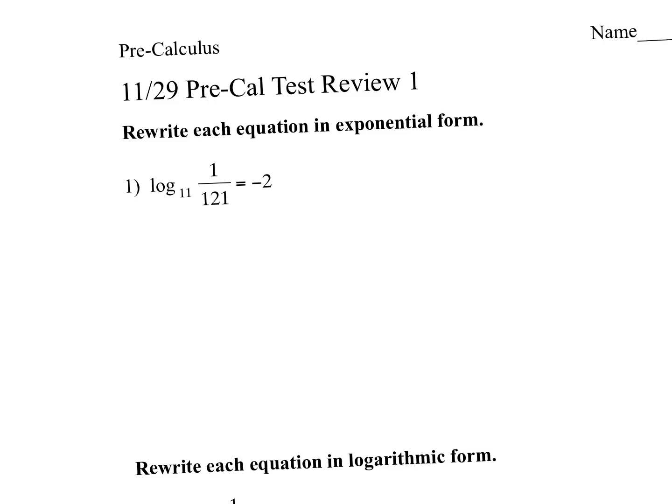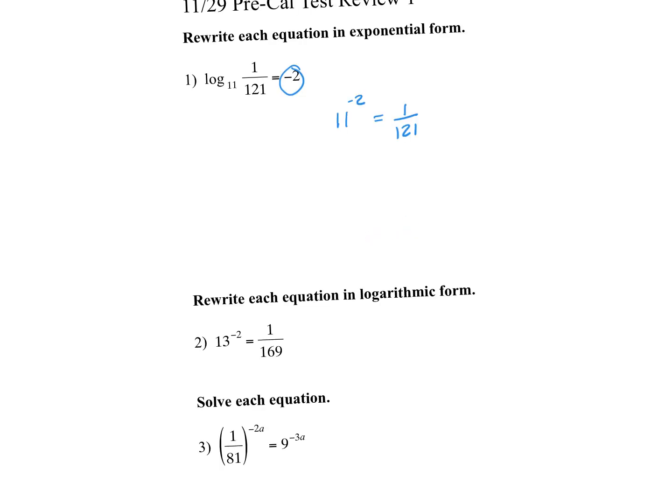So on number 1, they want you to put it in exponential form. Since it's log base 11 of 1 over 121, that means that 11 is the base, and the answer to a logarithm question is the exponent, equals the answer, which is 1 over 121. Here we're going in reverse order, so we have log base 13 of 1 over 169 equals -2. And if you're afraid you put the numbers in the wrong place, just key that in your calculator and it should equal -2.